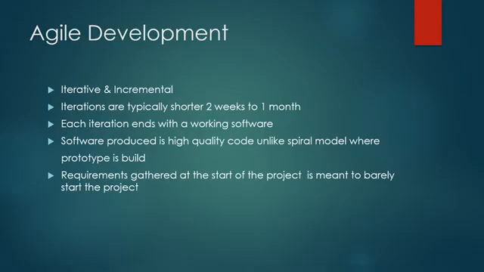However, unlike the spiral model, the software produced isn't a prototype. It is always high quality code that is expanded into the final product. The requirements at the start of the project are meant to be just barely enough to get going and are meant to be fleshed out just shortly before they actually get implemented. Changes to the requirements are welcome.